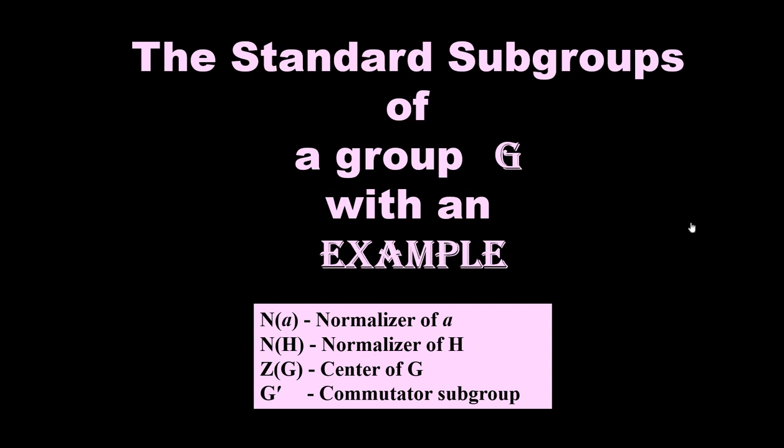In this video, we will learn about the standard subgroups of a group G, namely the normalizer of A, where A is an element of the given group G, the normalizer of H, a subgroup of G, the center of G, and the commutator subgroup of G, and all that with an example.